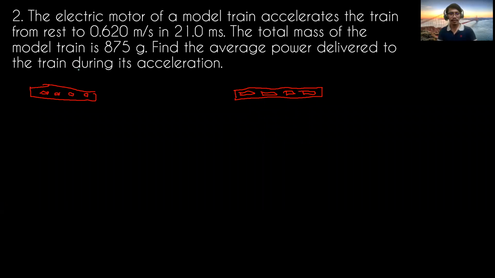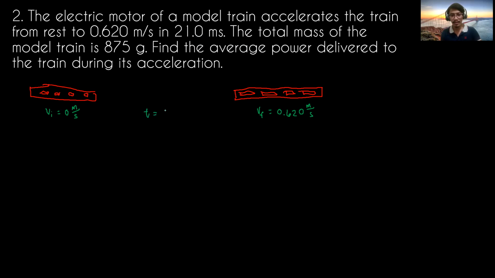So now, let us identify all the given variables, given values. An electric motor of a model train accelerates the train from rest. So that means the train starts from rest, so the velocity at this point is 0 meters per second. From rest to 0.620 meters per second. So there is a velocity here, our final velocity, which is 0.620 meters per second in just 21.0 milliseconds. So that is the time taken from 0 to 0.620 meters per second.